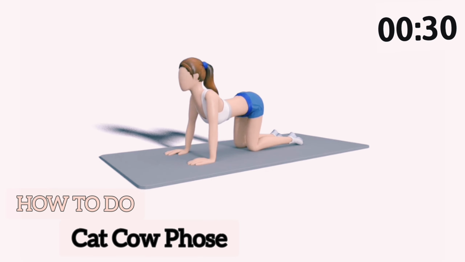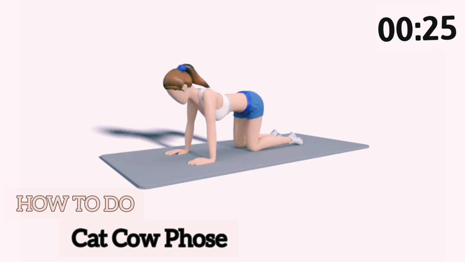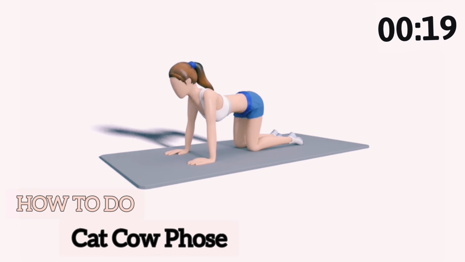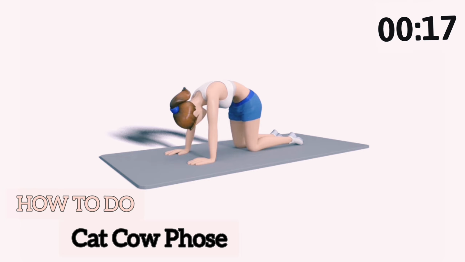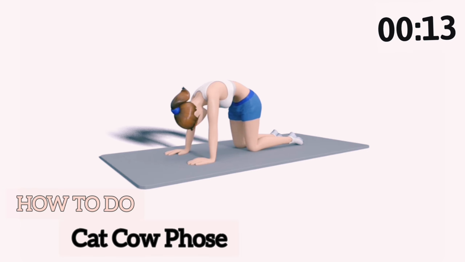Cat-cow pose, duration 30 seconds. Start on all fours with your knees under your butt and your hands directly under your shoulders. Then take a breath and make your belly fall down. Shoulders roll back and head come up towards the ceiling.